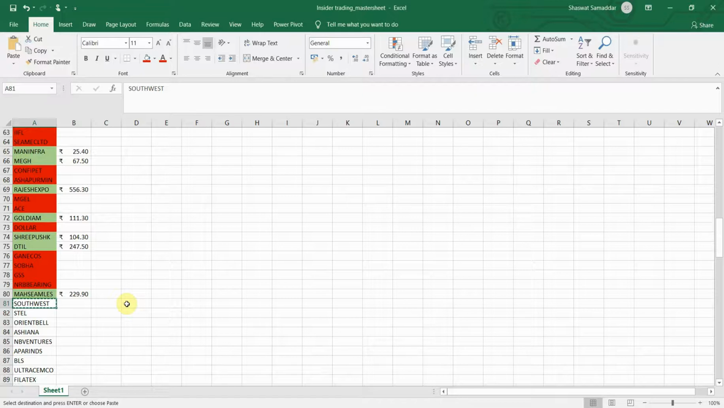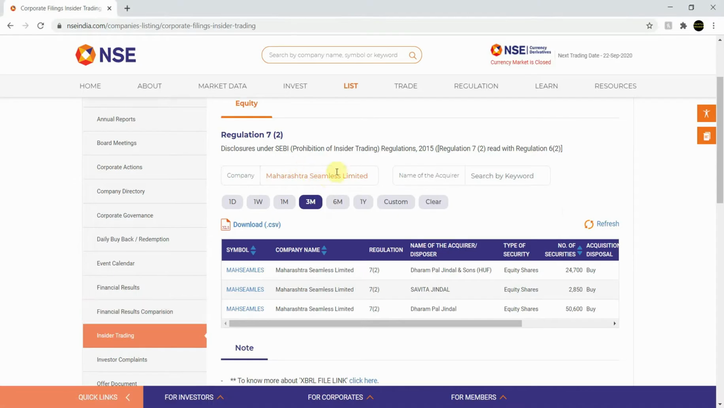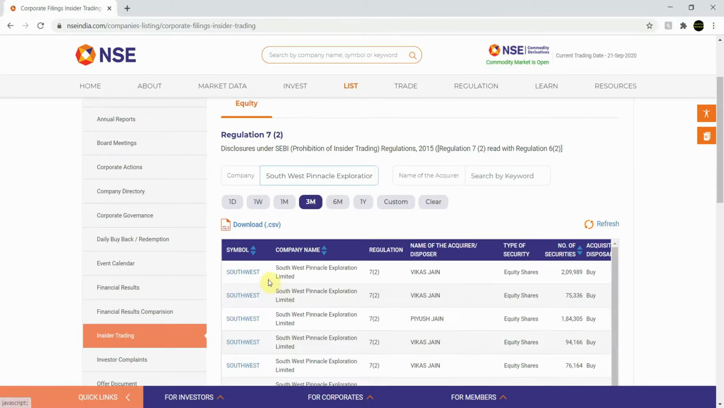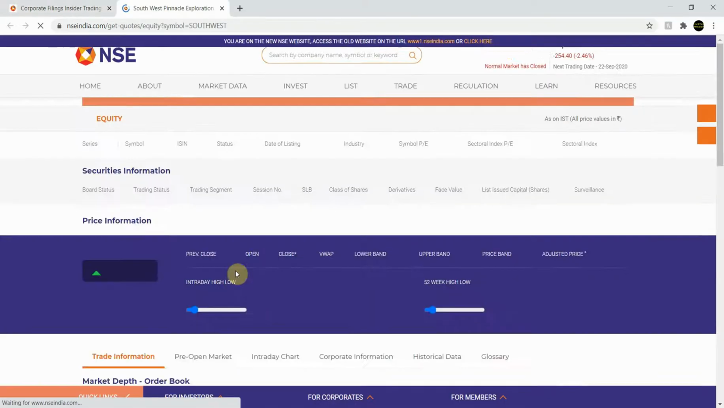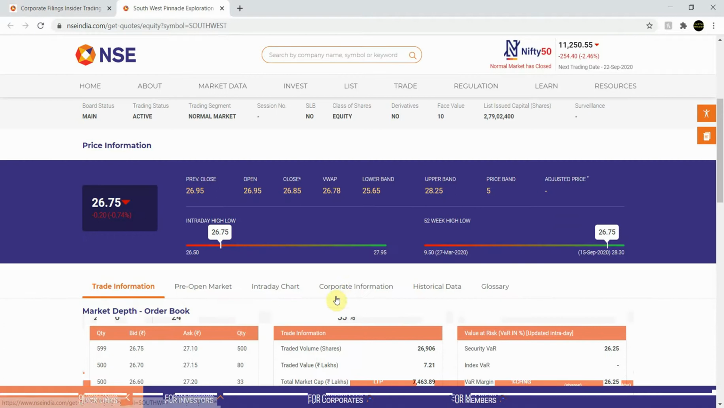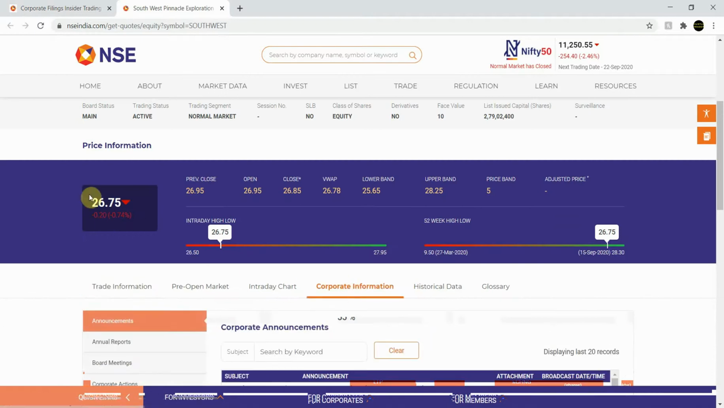Next in the list is Southwest. Let me copy the name. I'll go to the insider trading and paste the name here. It's Southwest Pinnacle Exploration Limited. I'll click on the symbol of Southwest, then click on the corporate information.